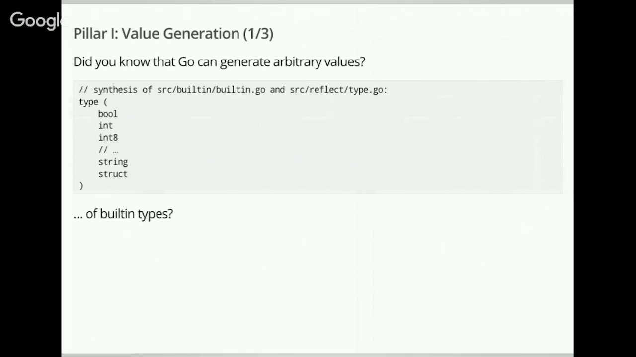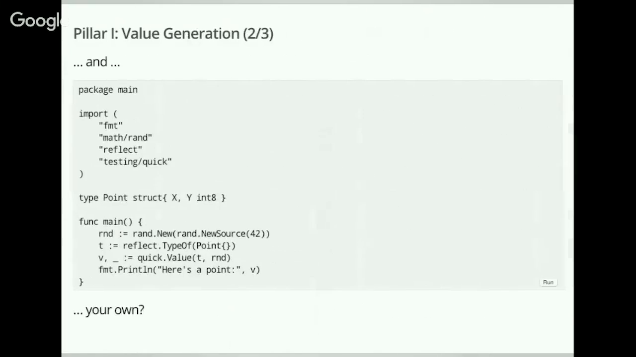So for those of you using Go, this is pretty cool. Did you know that Go can generate arbitrary values for types? These are not all the types, of course. I wanted to keep everything fitting into the slides. So this is just a quick synthesis of the gamut of built-in types in Go. Did you also know that Go could generate values for arbitrary types, even the ones you make?